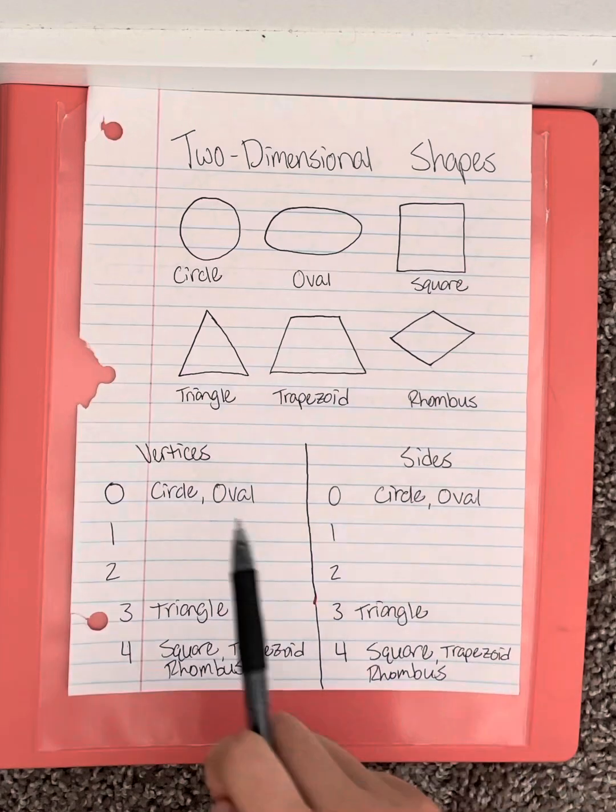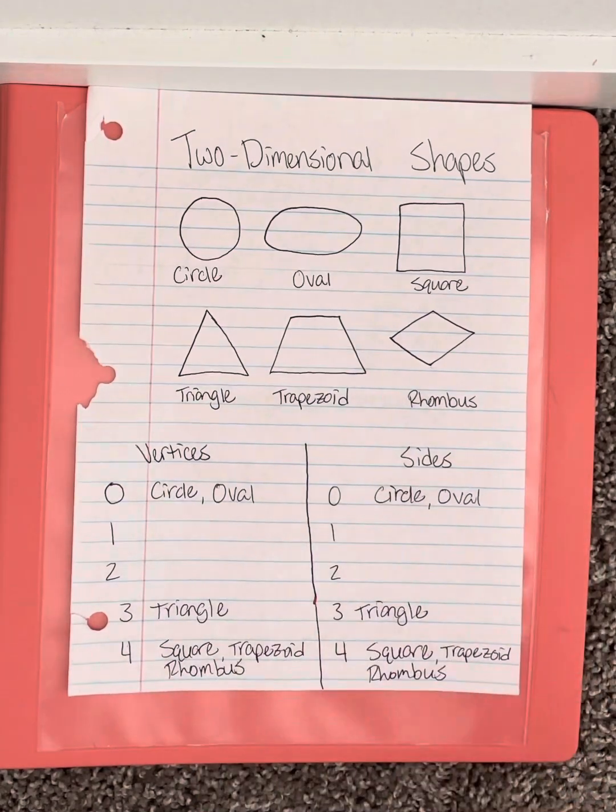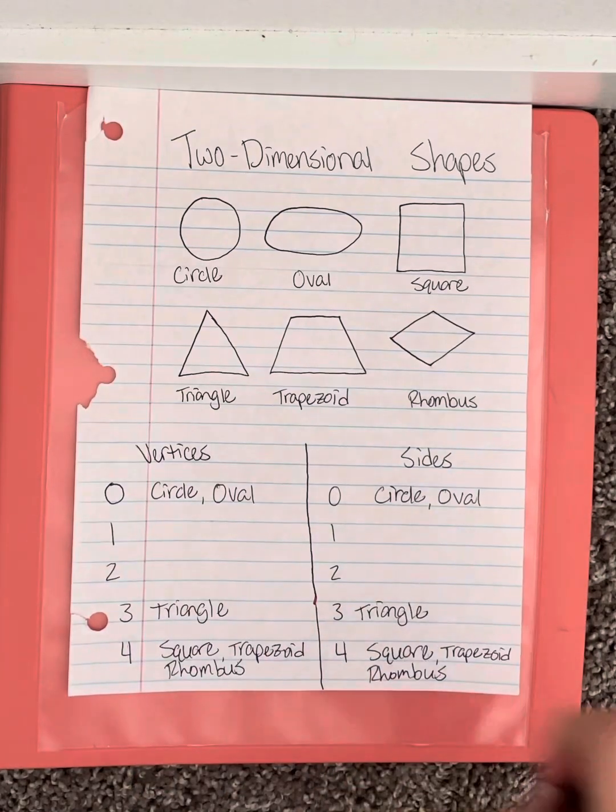So we know that circle and oval both have 0 vertices, 0 sides. We know that a triangle has 3 vertices and 3 sides. And then last but not least, we know a square, trapezoid, and a rhombus have 4 vertices, and they also have 4 sides.